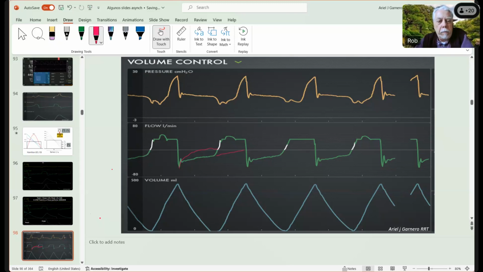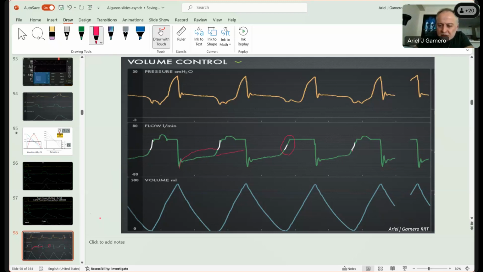Yes, something that we need to remark is that on the Servo-U ventilator, we can observe that the initial flow rate is not rising at 90 degrees. There is a little inspiratory flow return. Do you want to show that on the waveform? Yes, which is right here.